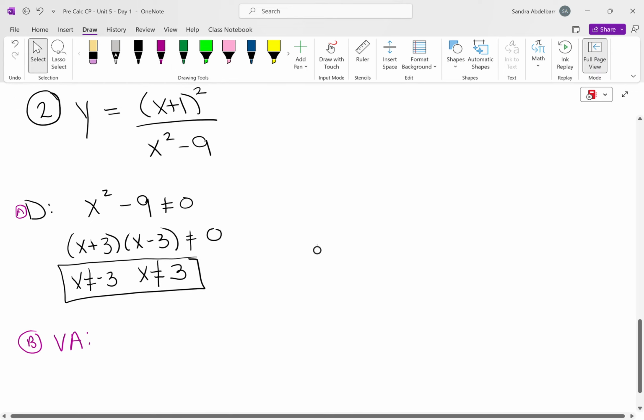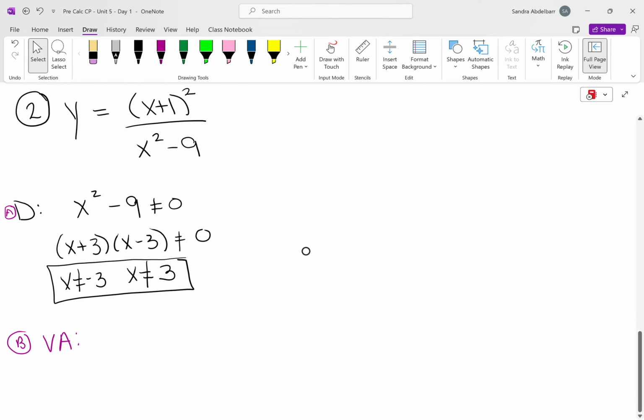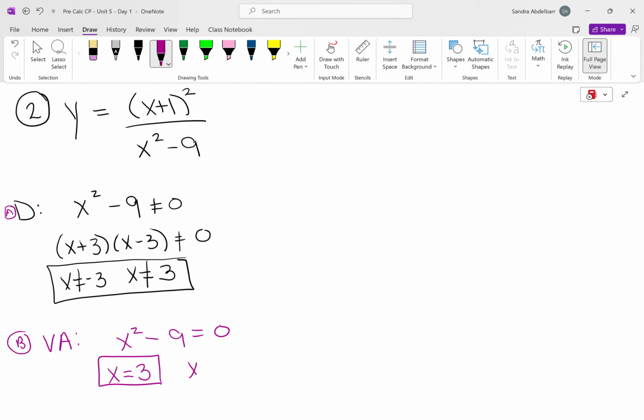All right, let's talk about a vertical asymptote. How do we decide on the vertical asymptote? Denominator, exactly. Vertical asymptote means the denominator will equal 0. Didn't we just do this? Yeah, so what do we know? We're going to have a vertical asymptote at x equals 3, but then another vertical asymptote at x equals -3.